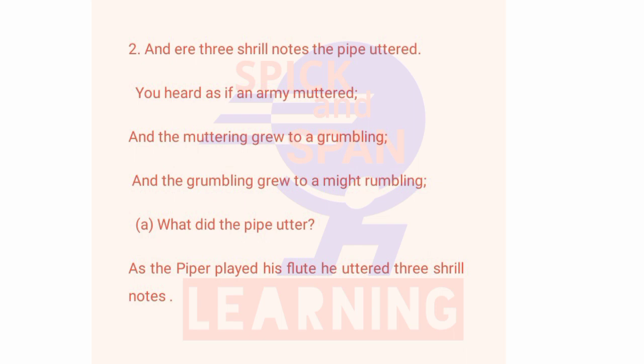Context number 2. And ere 3 shrill notes the pipe uttered, you heard as if an army muttered, and the muttering grew to a grumbling, and the grumbling grew to a mighty trembling. Question A. What did the pipe utter? Answer. As the piper played his flute, he uttered 3 shrill notes.